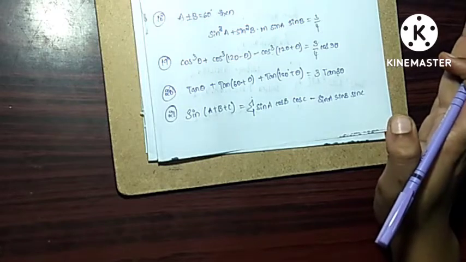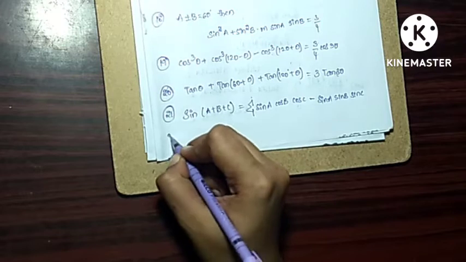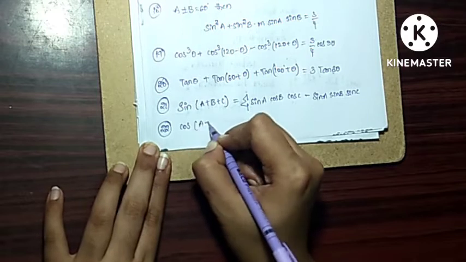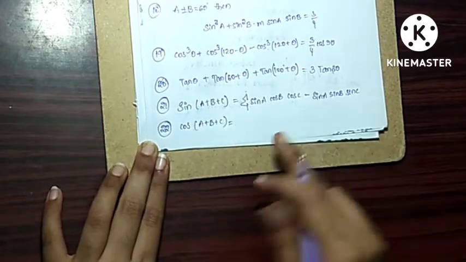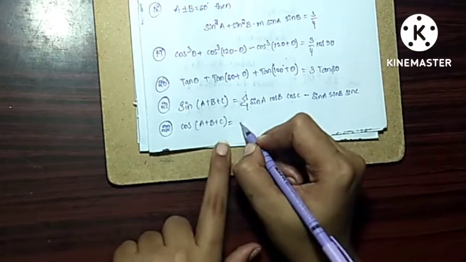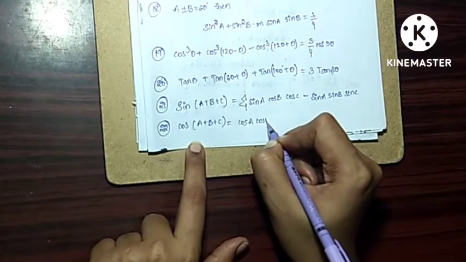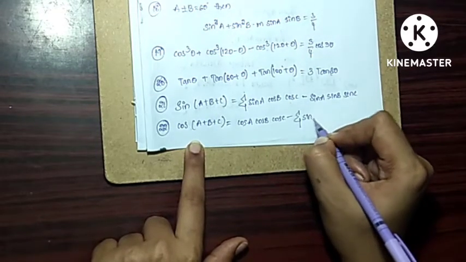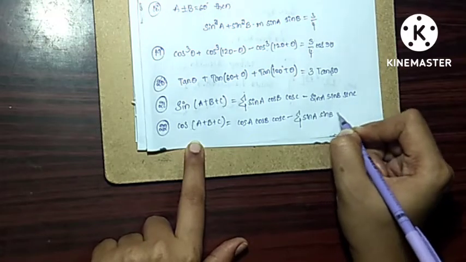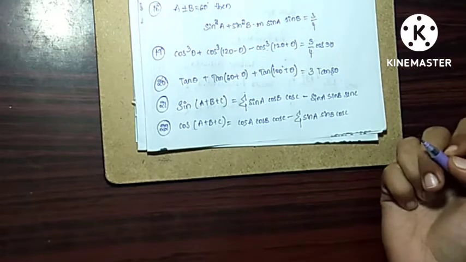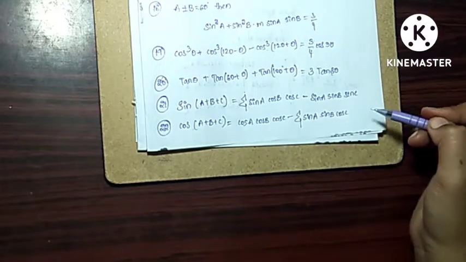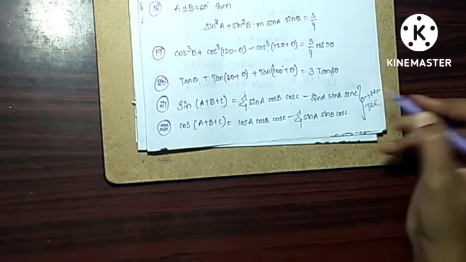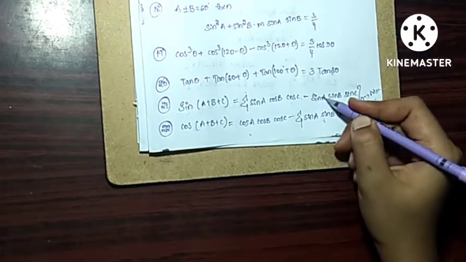Now we will see the formula for cos of A plus B plus C. Okay, 22nd, this is the cos of A plus B plus C. This is cos A cos B cos C minus the summation of sin A sin B cos C. Okay, this is the formula for cos of A plus B plus C. These two formulas are very important for JEE Mains. Okay, don't forget to see these formulas once before going to the exam.